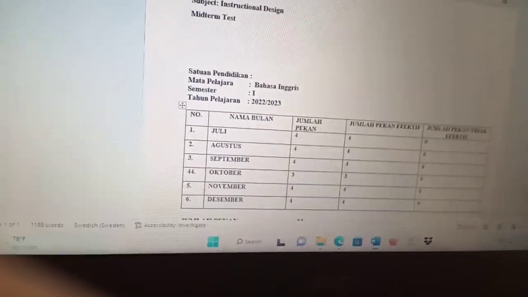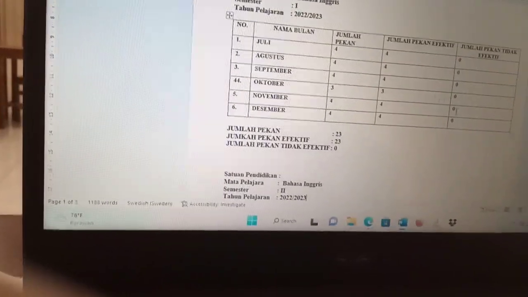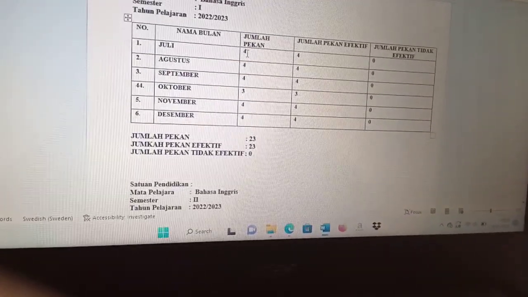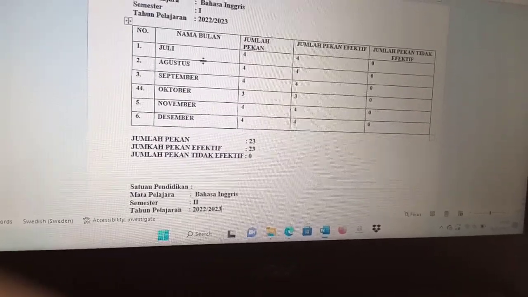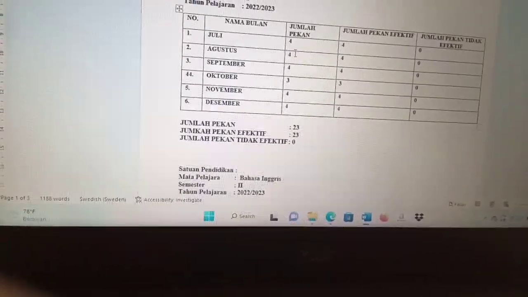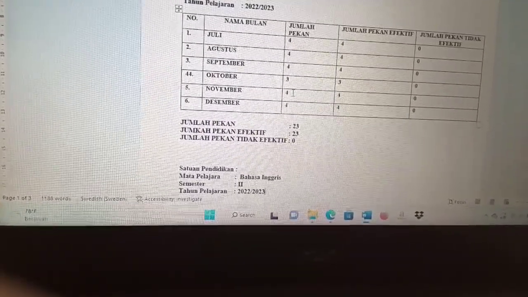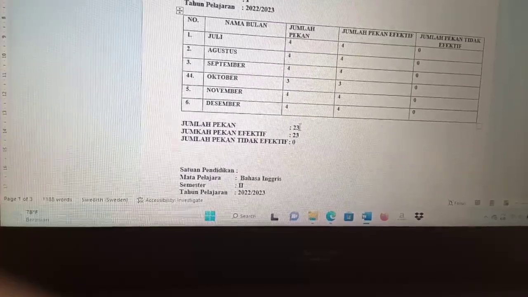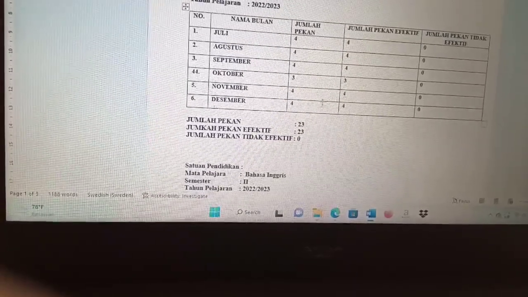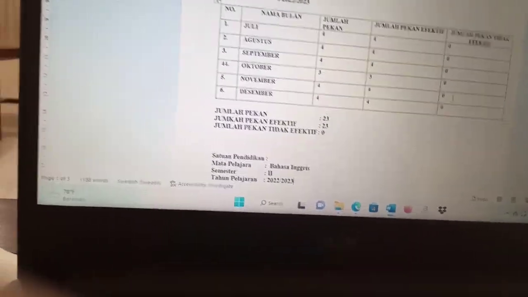So now let us see the total of the weeks in the first semester. In the first semester, there are 6 months, and how many weeks will there be? 4 plus 4 plus 4 plus 3 plus 4 plus 4. So there are 23 weeks. And all these 23 weeks are effective weeks. So there are 0 ineffective weeks.